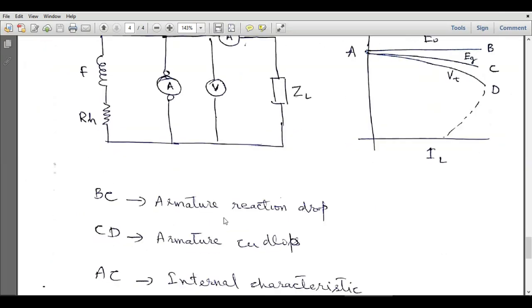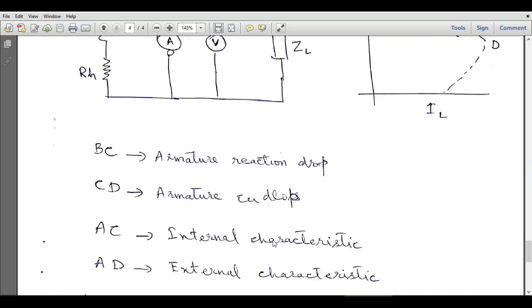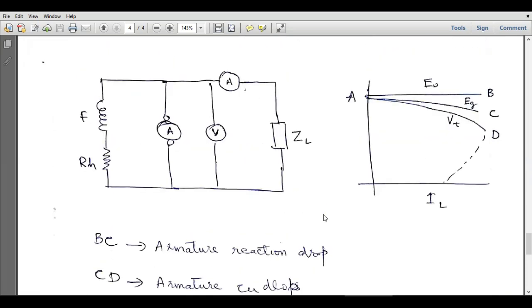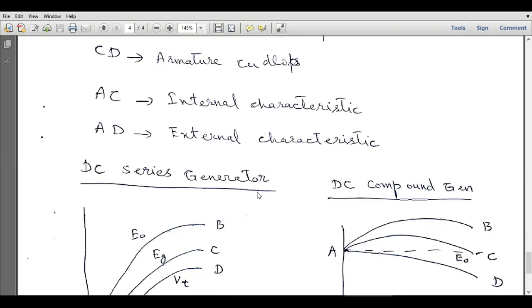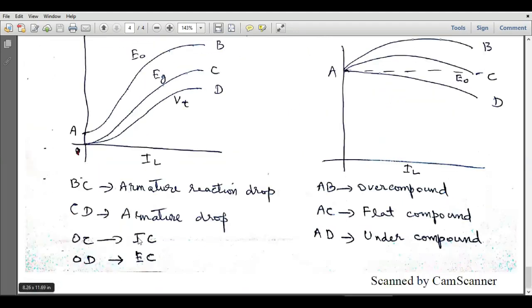Okay, so here BC is the armature reaction drop, CD is the armature copper loss, and AC is the internal characteristics, and AD is the external characteristics. So let's discuss the DC series generator and DC compound generator.